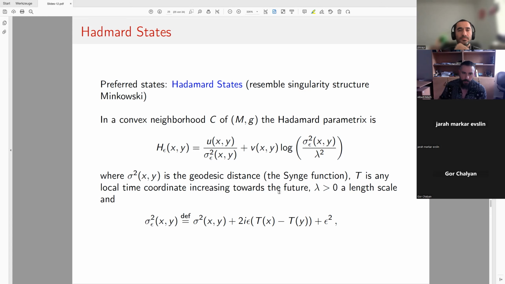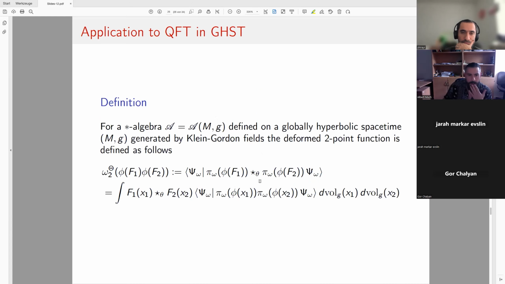And so these states you can forget about. You just say, okay, I have no preferred states, but in a sense I have one because these are my Hadamard states, and you can calculate them explicitly for any spacetime, and they have the advantage that they capture the singularity structure. So you can define all 2-point functions in the coinciding point limit by taking a 2-point function, subtracting the Hadamard parametrix, and then you have something smooth, basically.